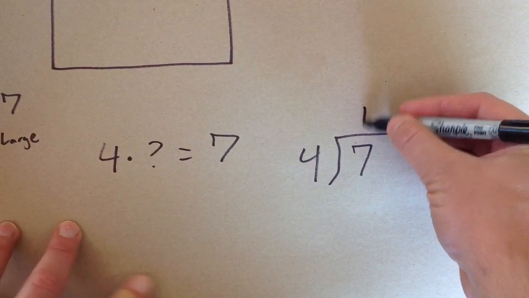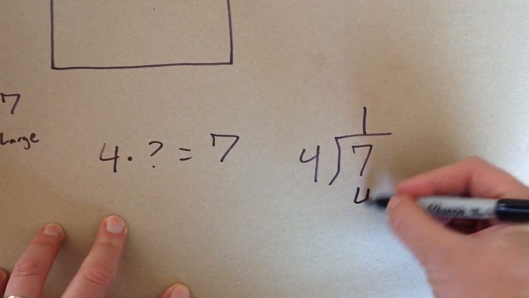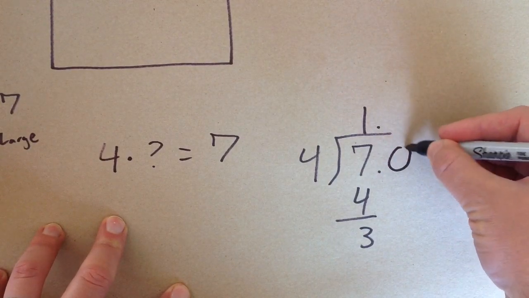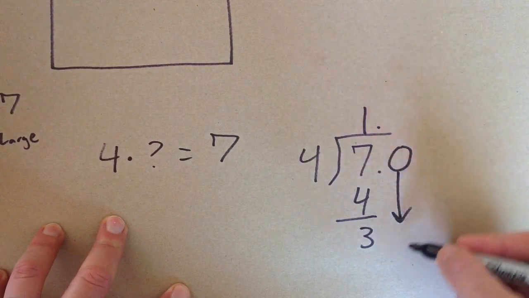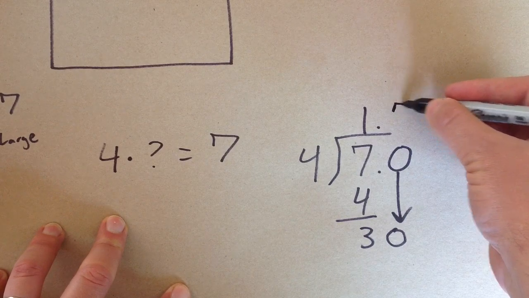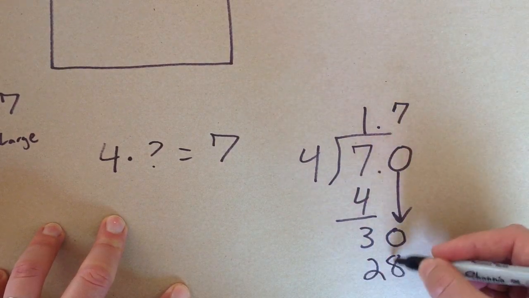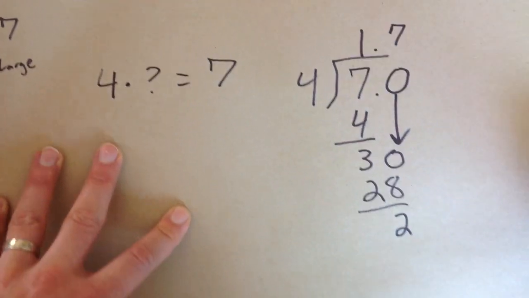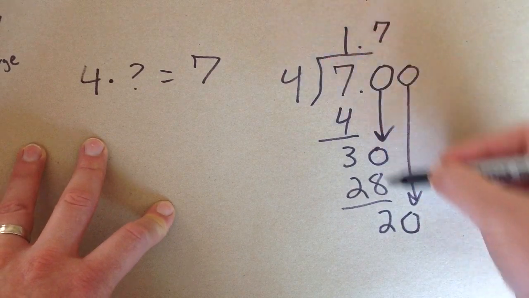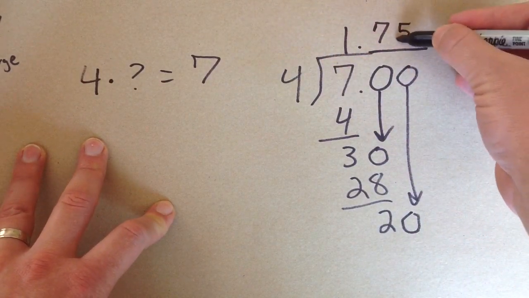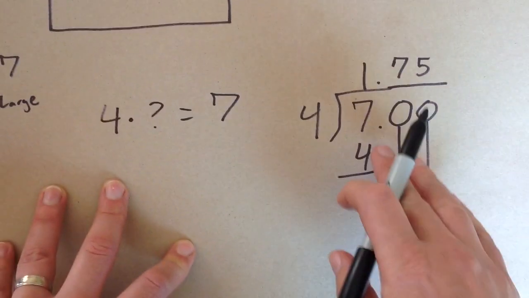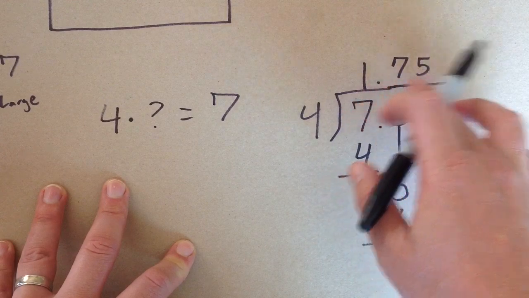4 goes into 7 one time, and gives me 3 remaining. Now I have to add a decimal and a 0 here, so it's still 7. 7.0 is still 7. I put that 0 there. 4 goes into 30 7 times. 7 times 4, 28, gives me a 2. And then it looks like I have to add one more 0, and that will drop down to 20. Here we go. 4 goes evenly into 20 5 times, as we can demonstrate. So that means that 4 goes into 7 1.75 times.